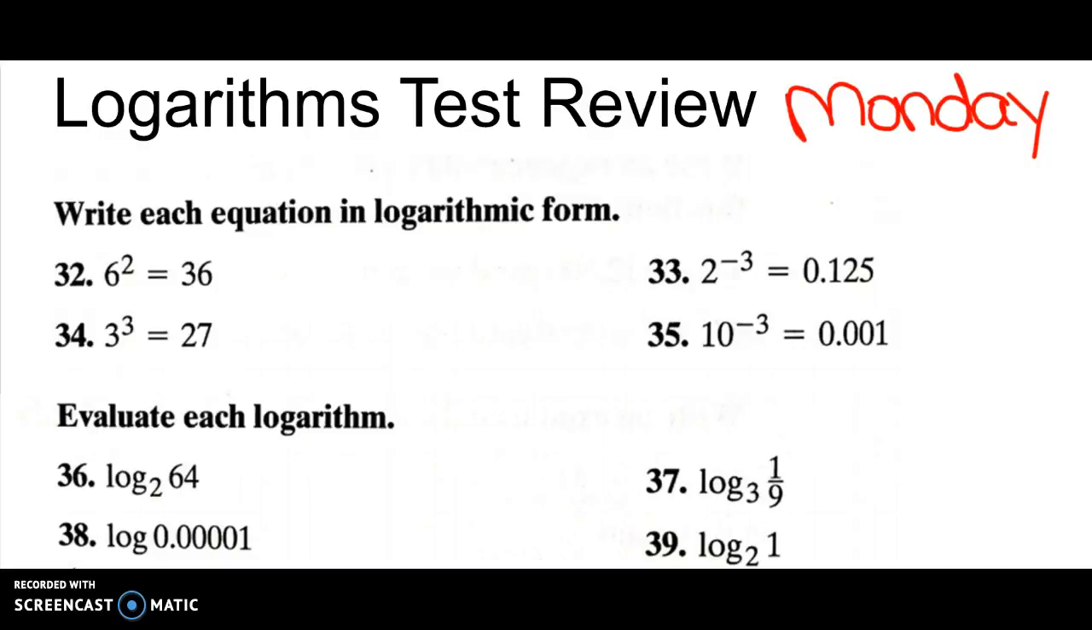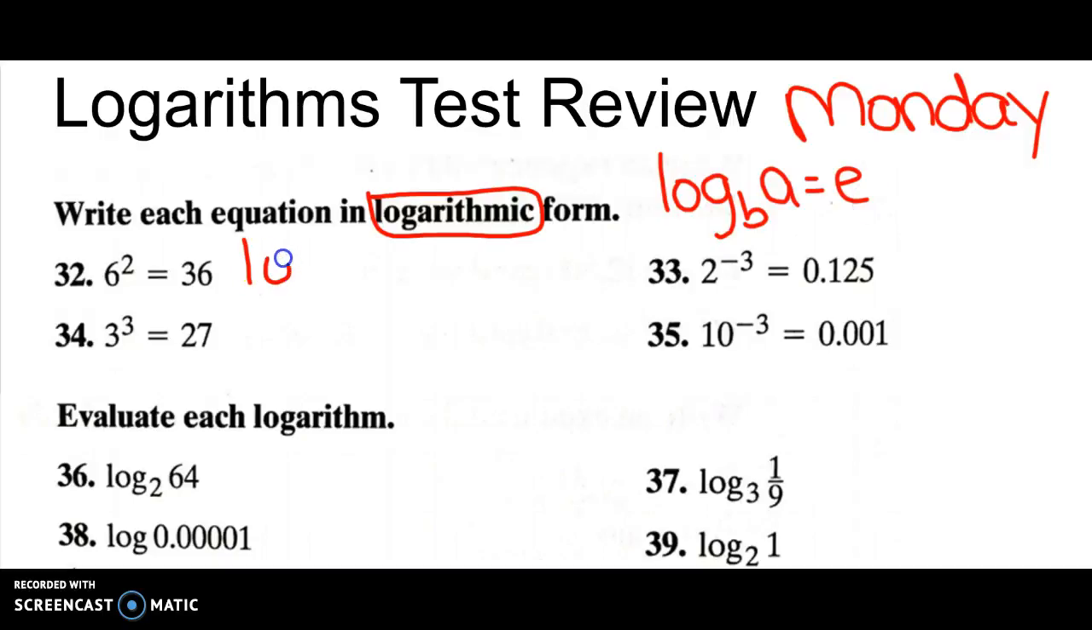Okay, so we're going to write in logarithmic form. Logarithmic form looks like this: log base b of a is equal to e. That's the exponent. So let's put this first one in logarithmic form. You're going to do log base 6, right? So this guy, change his size to a smaller number, and then switch these. So this is going to become a 36, and that equals 2. All of them look like that. You just switch them around.